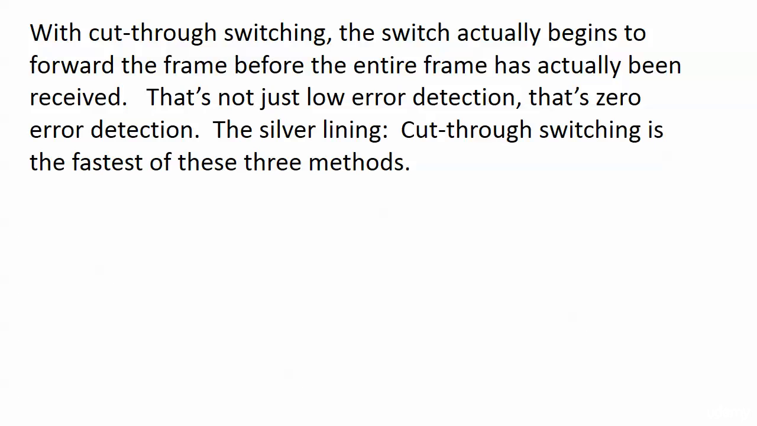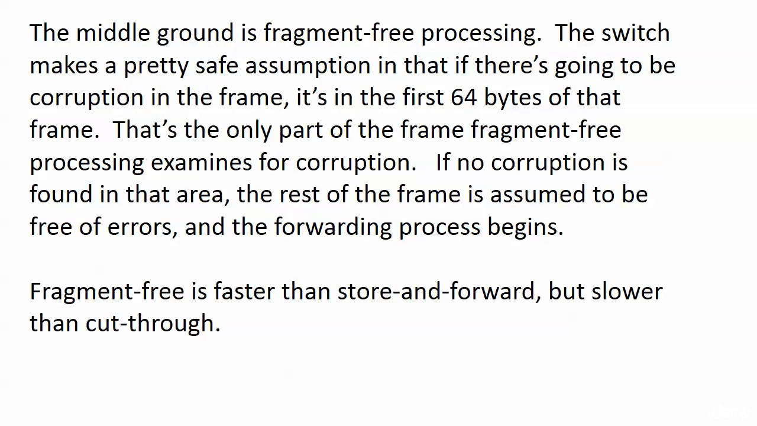So you're thinking, I sure hope that third one is a middle ground, and it is. Fragment-free processing. What's happening with fragment-free is that the switch makes an assumption, which is pretty safe, that if there's going to be corruption in the frame, it's going to be in the first 64 bytes of the frame. That is the only part of the frame that fragment-free processing examines for corruption. And if it doesn't find any corruption in the first 64 bytes, it says, okay, you're good, go ahead, pass, and the forwarding process begins. And as far as speed goes, fragment-free is faster than store and forward, but slower than cut-through.